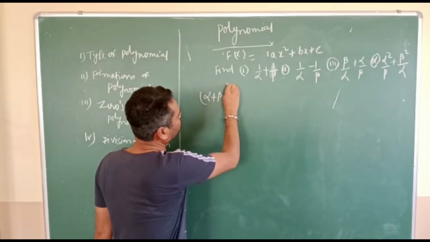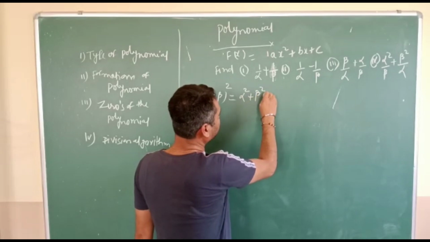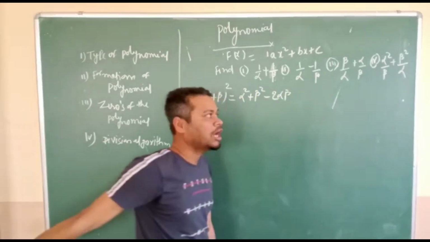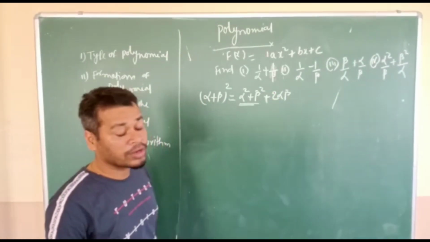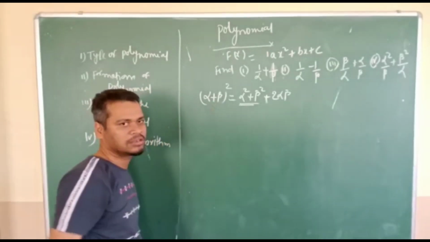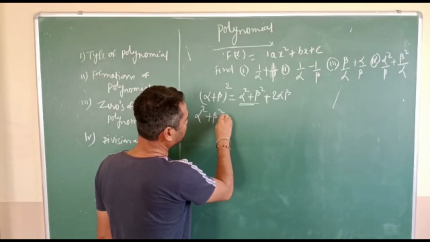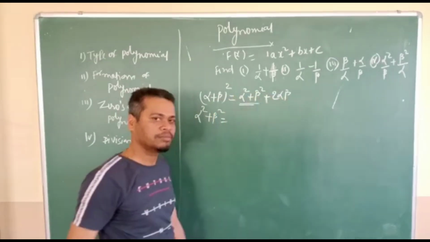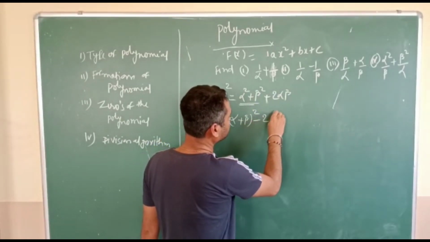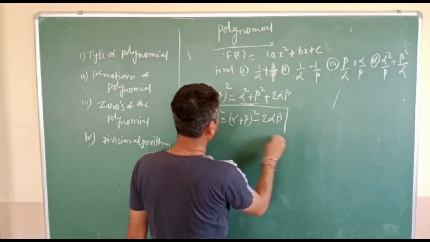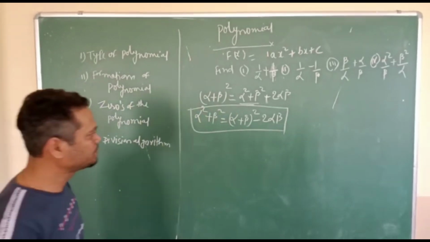Alpha plus beta whole square, if I open the formula, I have alpha square plus beta square plus 2 alpha beta. I want alpha square plus beta square. If I want this one, how can I do it? I just send this to the other side, and my job is over. So my alpha square plus beta square will be alpha plus beta whole square minus 2 alpha beta. This you should keep in mind. It will be very helpful to you every day.